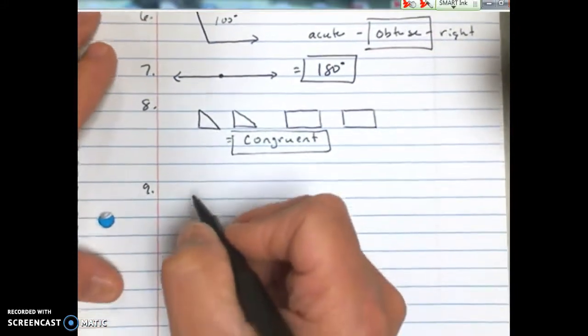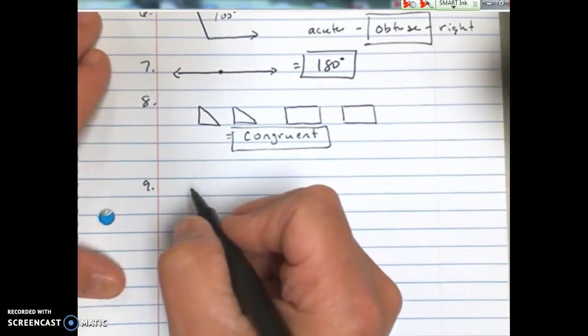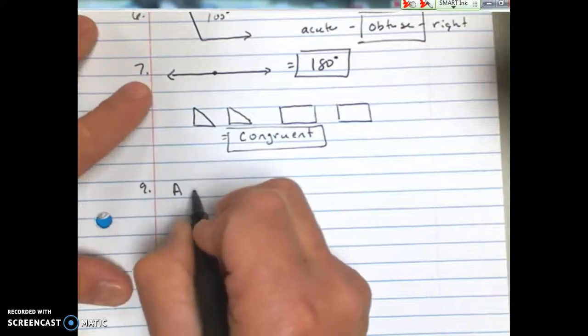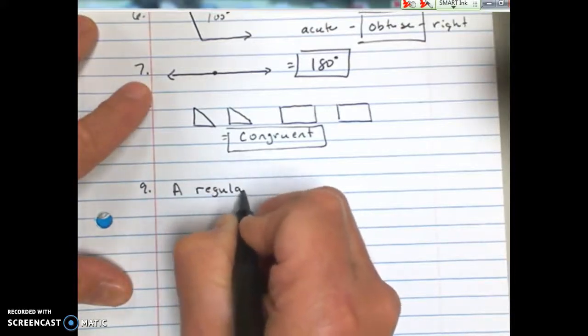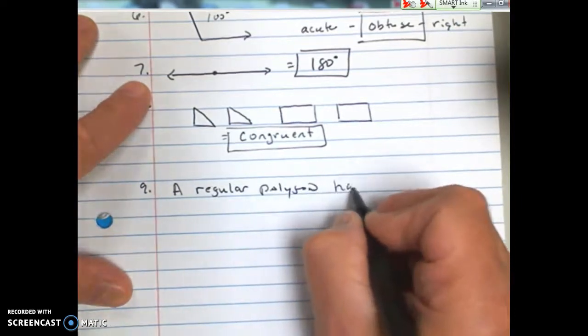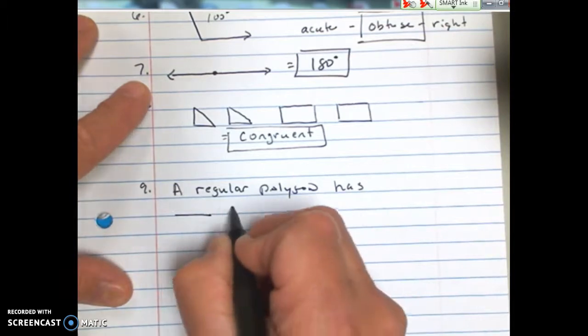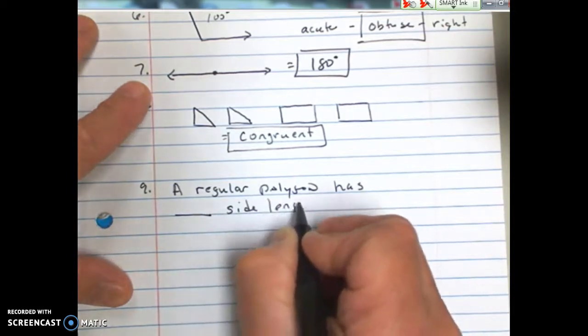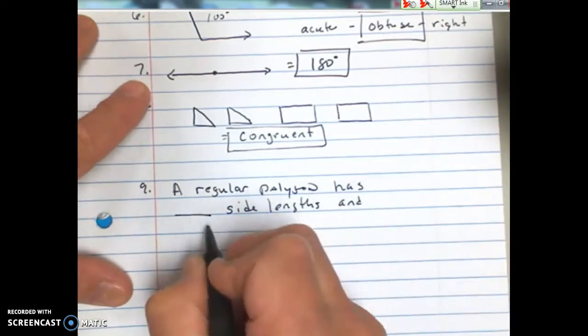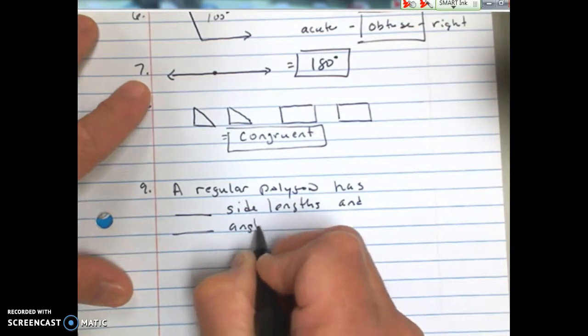Number 9, we have a regular polygon has how many side lengths and blank angle measures. So I'm going to write this one out. A regular polygon has blank side lengths and blank angle measures.